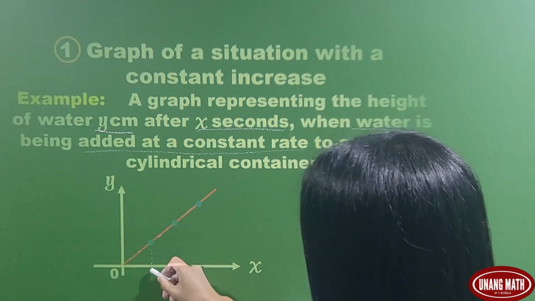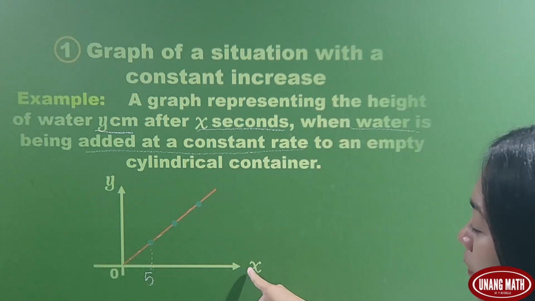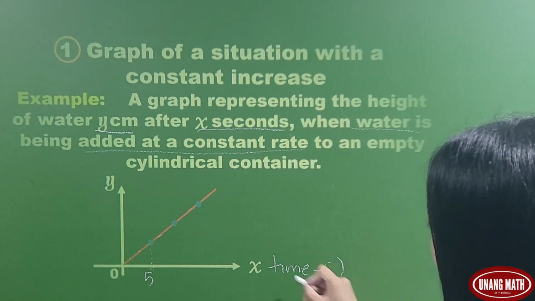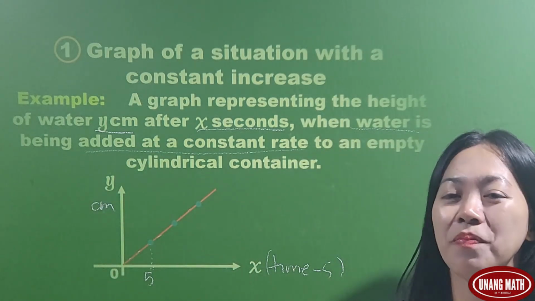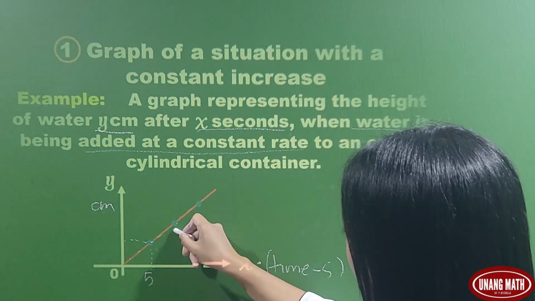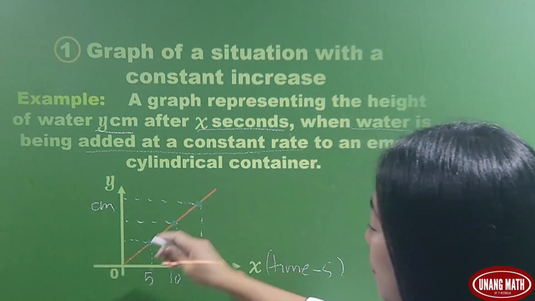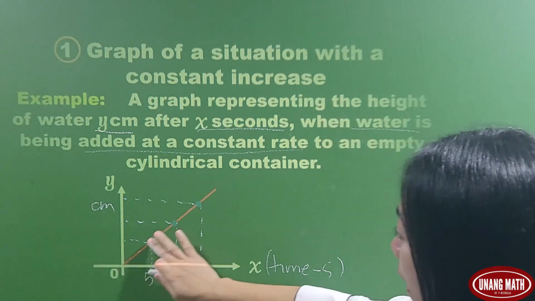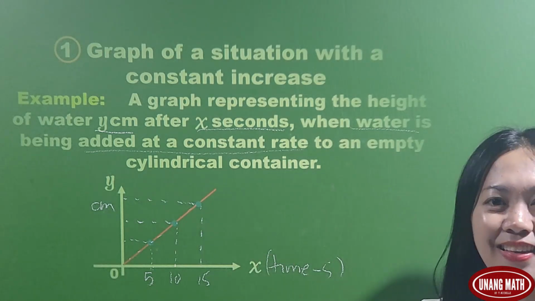Again, the coordinates on the x-axis represent the time in seconds, and the coordinates on the y-axis refer to the height of the water, in centimeters. So in 5 seconds, this is the height of the water. In 10 seconds, this is the height. In 15 seconds, this is the height. So there is a constant increase. And if you see a graph that is a straight line like this, that means there's a constant increase.